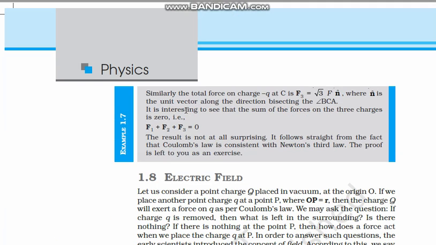And it is interesting to see that the sum of the forces on three charges is 0. This is something that you have to prove, how F1, F2 and F3 are equal to 0. The result is not surprising, because Coulomb's law is consistent with Newton's third law. That means the vector sum of all, since these are vectors, their sum must be 0, otherwise it will violate Newton's third law, and we cannot violate Newton's third law. But how is F1 plus F2 plus F3 equal to 0?